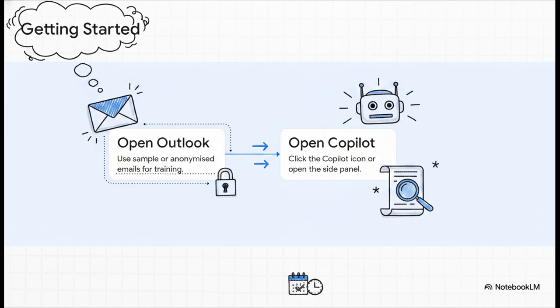Okay, let's get into the actual setup. It's basically a simple two-step process. First, open Outlook. But wait, quick pause here. This is a really important caveat. If you're following along to train yourself or maybe your team, absolutely make sure you use anonymized or fictional emails. Seriously, don't use real, confidential data for training exercises. It's just a crucial safety step to protect sensitive info. All right, once you've got a safe inbox ready, step 2 is just firing up Copilot. You'll usually find the icon right there in the Outlook ribbon, the reading pane, or as a handy side panel.